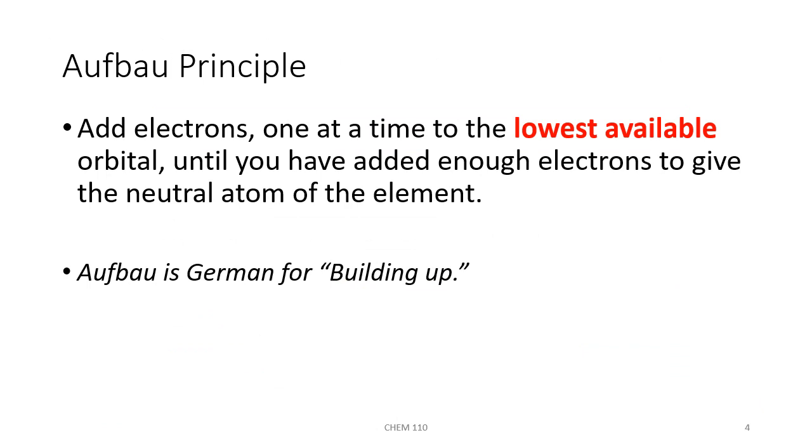This process of building up the atomic structure by adding electrons one at a time to the lowest available energy orbital is called the Aufbau principle. And Aufbau just means building up in German. So one at a time, we add 1 electron and we fill up our orbitals with 2 electrons, and then we have to move on to the next lowest energy. And we would add enough electrons to equal the atomic number of our element for a neutral atom.